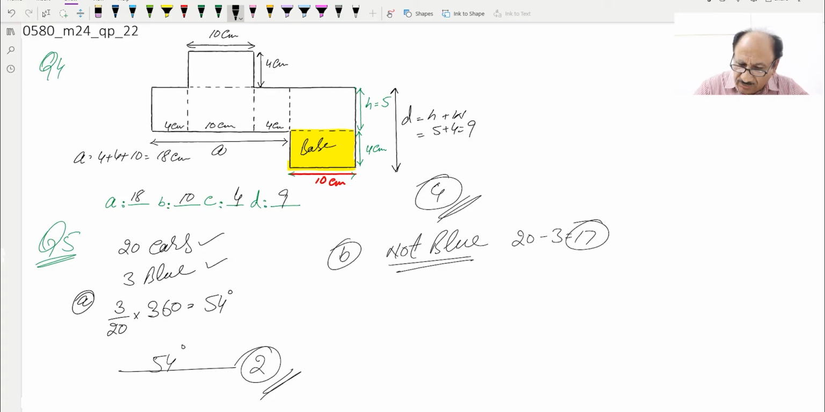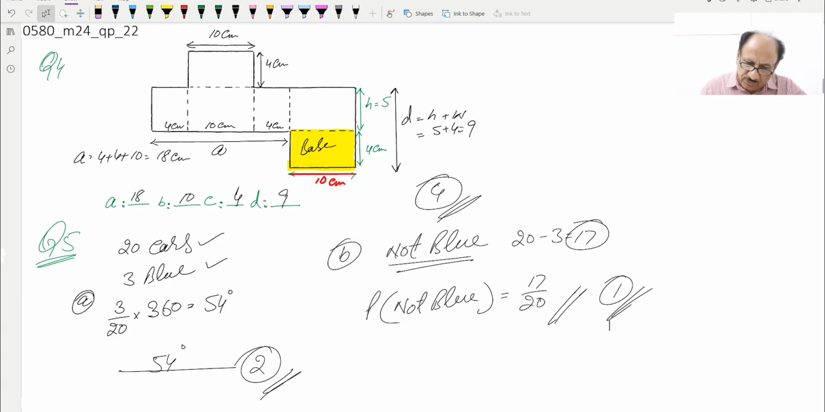So not blue will be 17 out of 20, and this will be the probability of not blue. So we can write it like this: probability of not blue will be equal to 17 over 20, and this will be the answer for 1 mark.